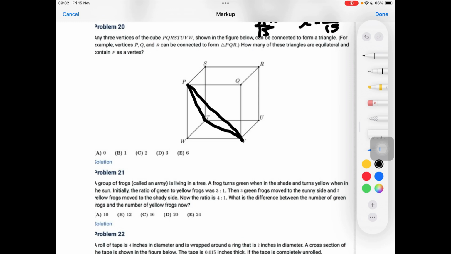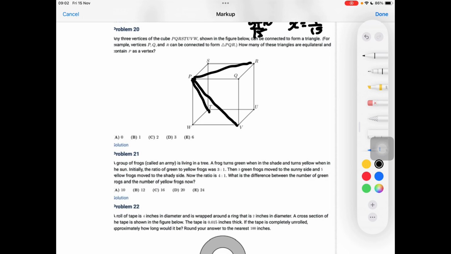So like this again, and this is 3. So what I found now, from P we have 3 diagonals here. Out of 3, we can make a triangle with 2 diagonals. So PV and PT one, PR and PV another one, PT and PR another one. So I think out of that, we can make 3 different equilateral triangles here.